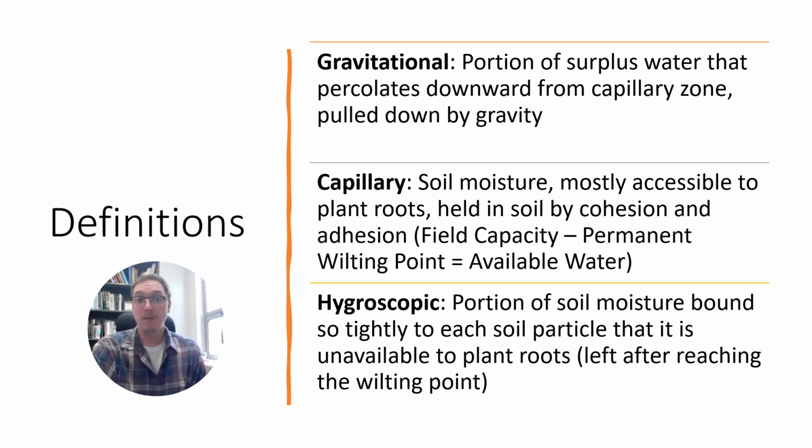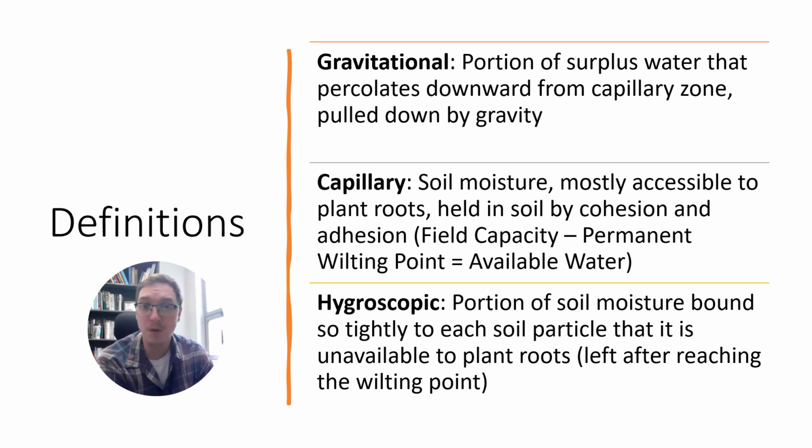So for a definition, gravitational forces are the portion of surplus water that percolates downward from the capillary zone, pulled down by gravity. Capillary forces are soil moisture, mostly accessible to plant roots, held in soil by cohesion and adhesion. How do you figure this out? Well, you take the field capacity, another definition. There are a lot of definitions today, so I apologize. Minus the permanent wilting point, that gives you the available water. We'll do some examples of that here in a few slides.